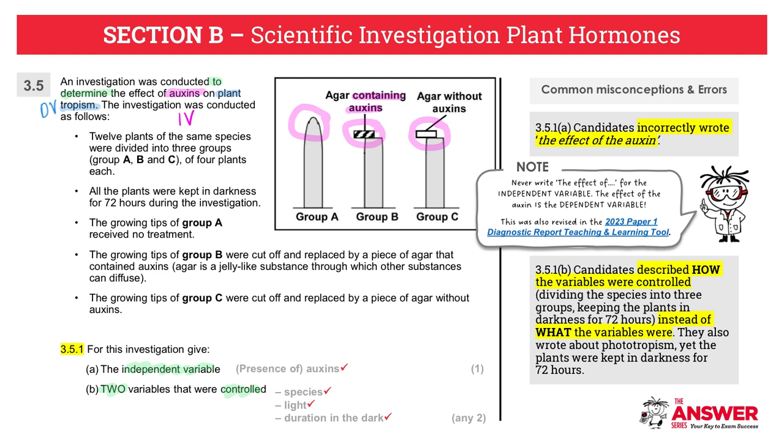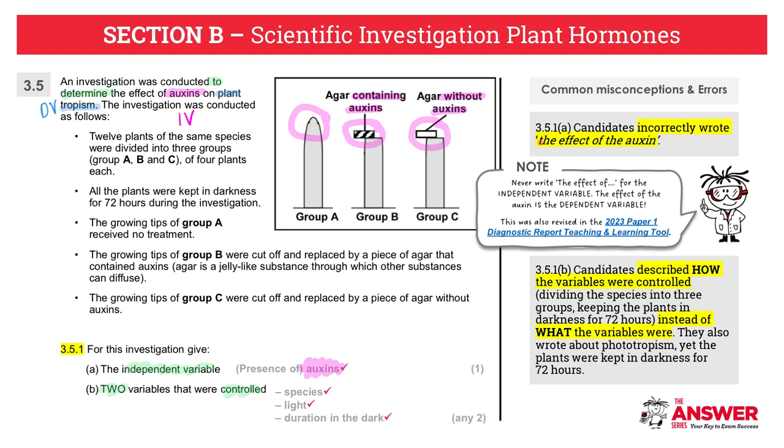So group A will have a growth tip with auxins. Group B has auxins in jelly agar, which kind of represents the growth tip. And then C has jelly agar with no auxins in it. So it's kind of like having no growth tip at all. So what we're actually manipulating, what the independent variable here is, is the presence of auxins, whether they are there or not. Now, candidates incorrectly wrote the effect of the auxin.